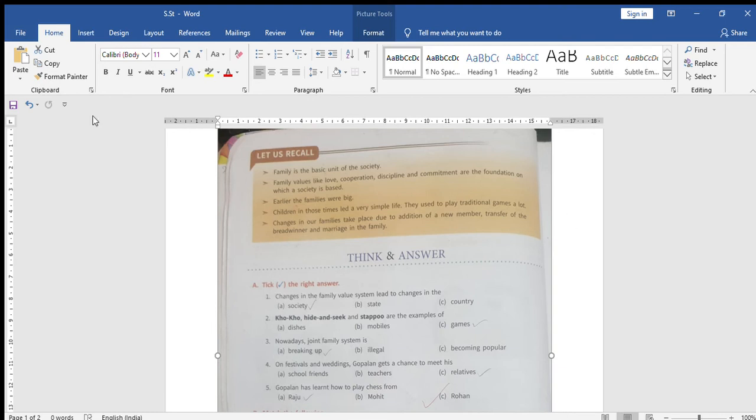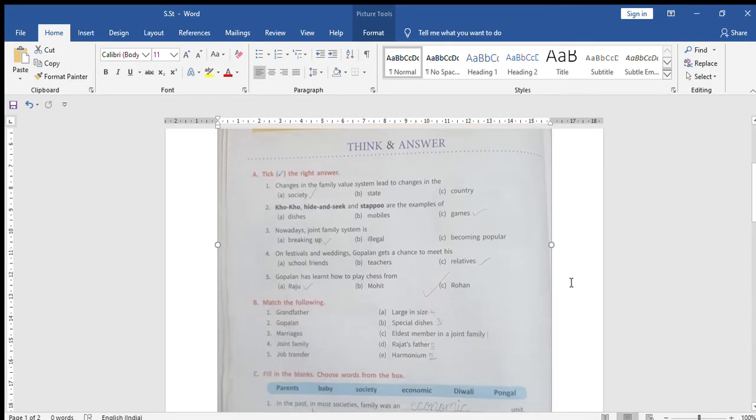Children, I'm hopeful that you have gone through the chapter thoroughly. Today we are going to do the back exercise. The first exercise is tick the correct answer. I will be speaking the question and then I will be telling only the answer out of the three options given.